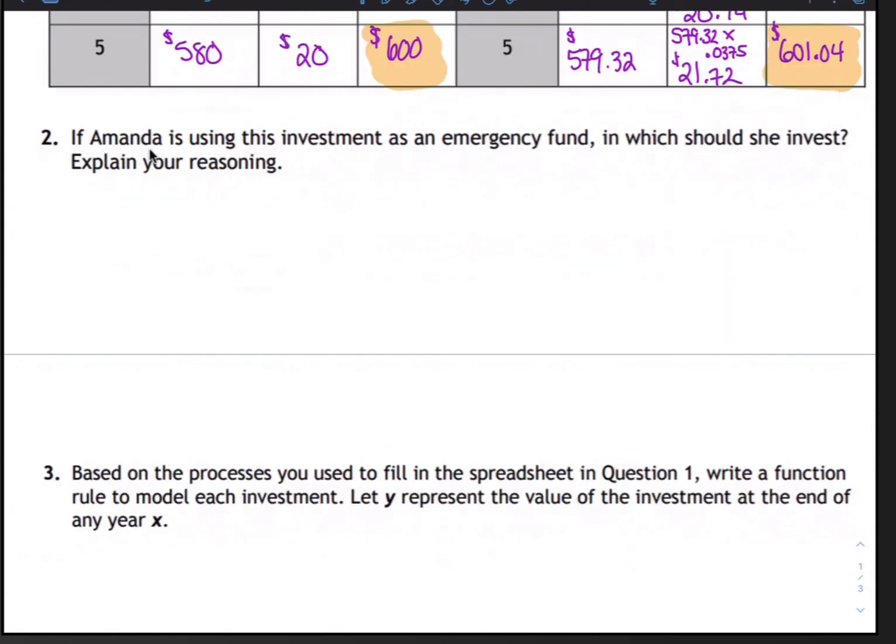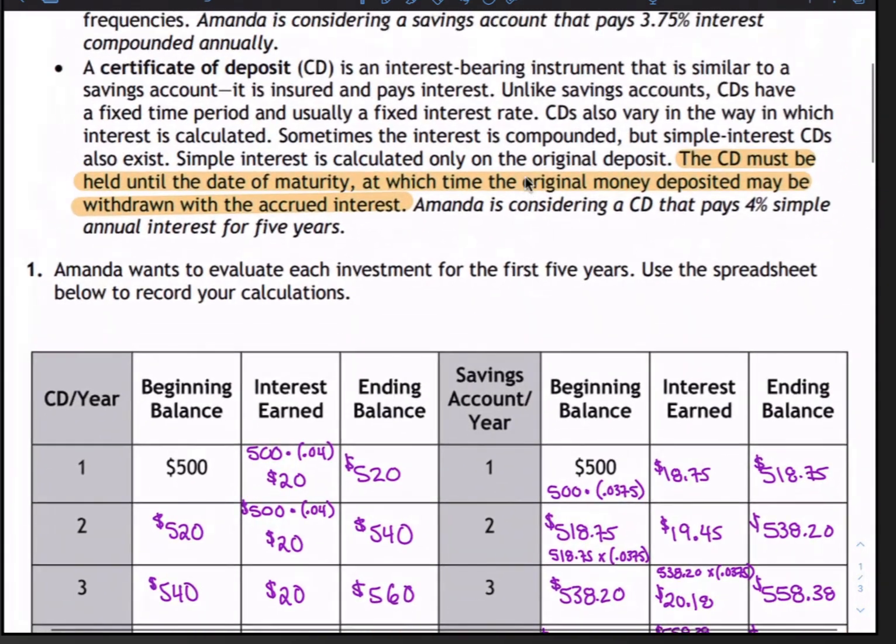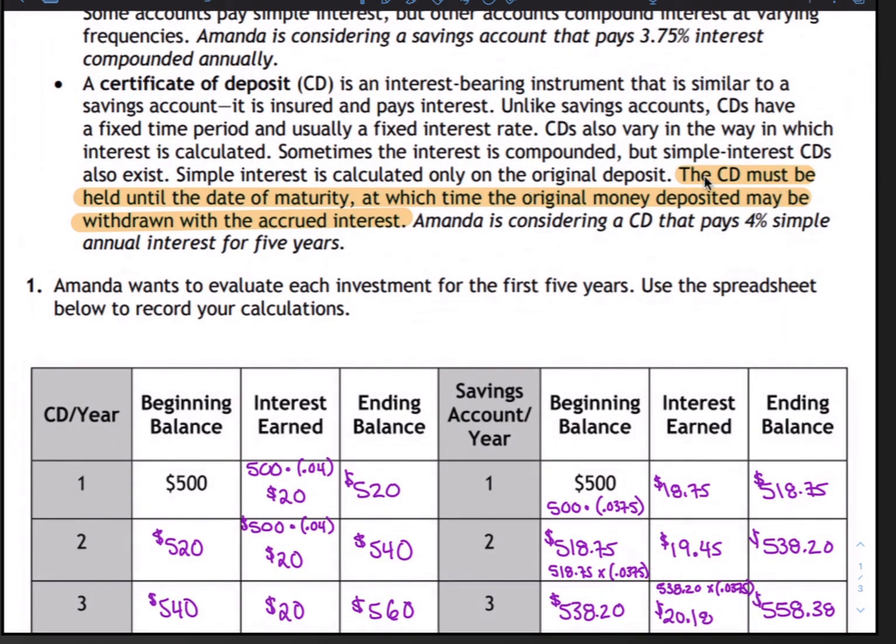All right, question 2. If Amanda is using this investment as an emergency fund, in which should she invest? And explain. All right, well, first of all, there's something about the CD that we should know. The CD must be held until the date of maturity. What that means is, if you have a CD for 5 years, then you cannot withdraw any money out of that CD account until the 5 years is up.